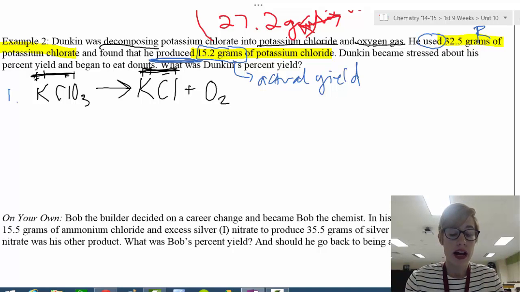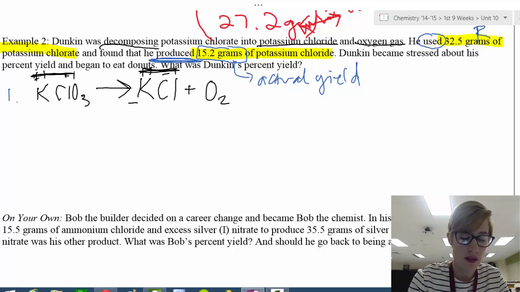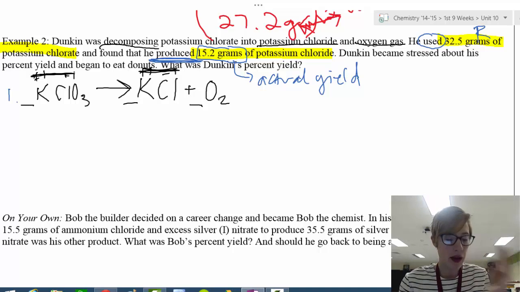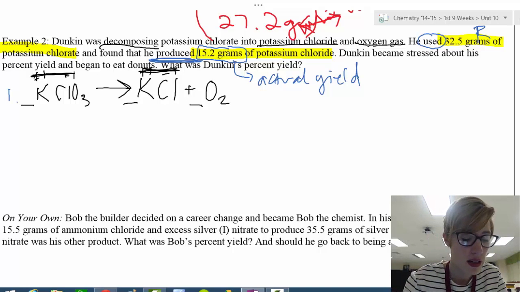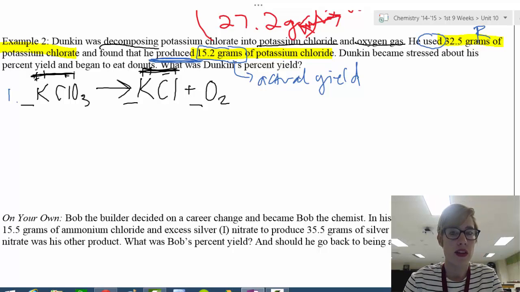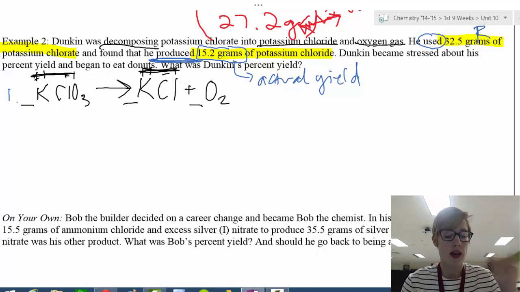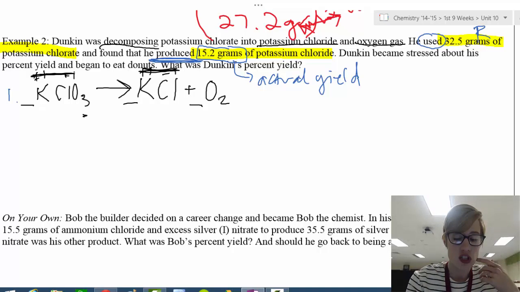Okay, so now that I've written the equation, I need to balance the atoms using coefficients. Okay, so I see my potassium on both sides and my chlorine on both sides are even, right? I have one potassium here, and I have one potassium on the other side. I have one chlorine on the left and one chlorine on the right. The only thing that's not balanced are my oxygens. So I have a 3 on one side, see that? And I have a 2 on the other.